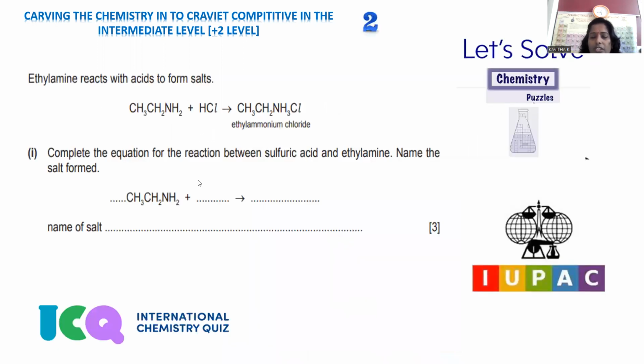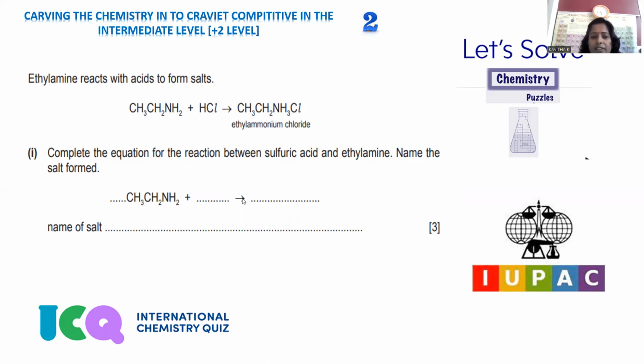Let's move on to question number 2, where you can find the primary amine CH3CH2NH2. This is called ethanamine as per IUPAC. Upon reacting with hydrochloric acid, based on reaction with an acid, neutralization gives rise to a salt, so the compound will be ethyl ammonium chloride.